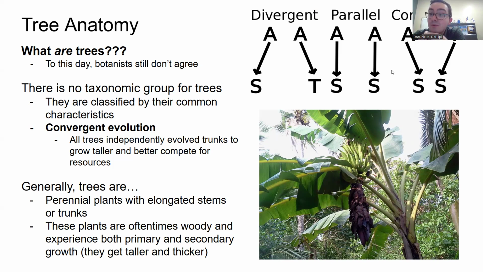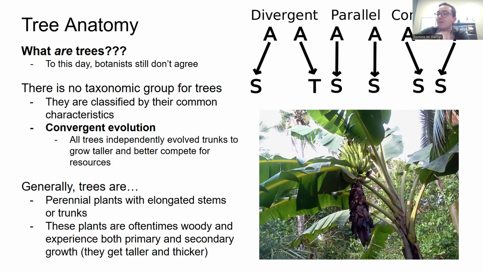Trees are an example of convergent evolution. Convergent evolution being you start with two different types of species. You start with A and T, but they end up looking just like the same species, even though they're not related to each other. Why is this? Well, with convergent evolution, trees evolved independently to grow taller to better compete for resources.